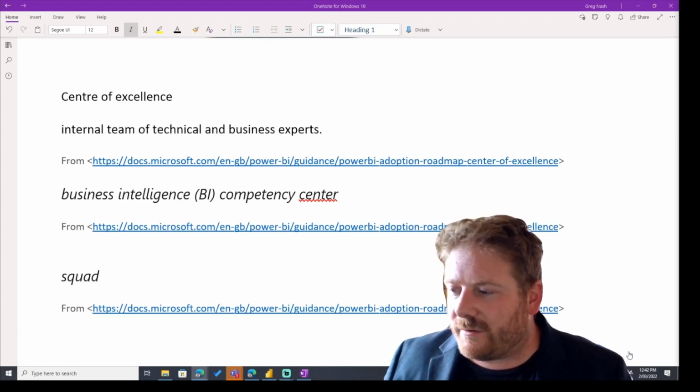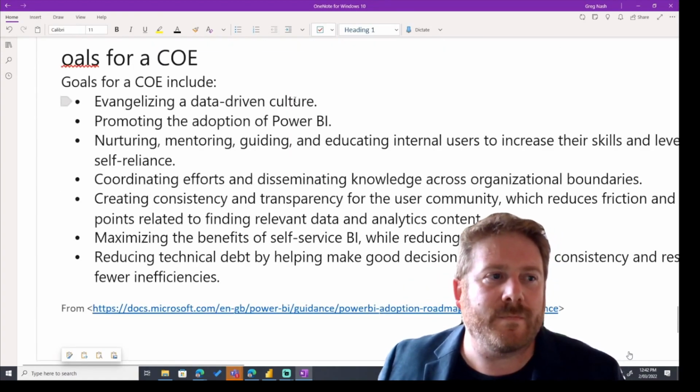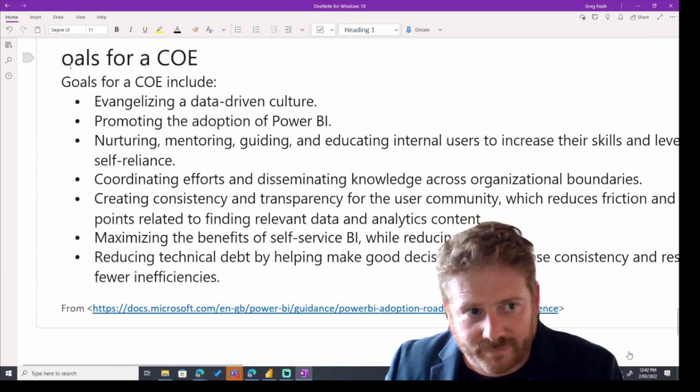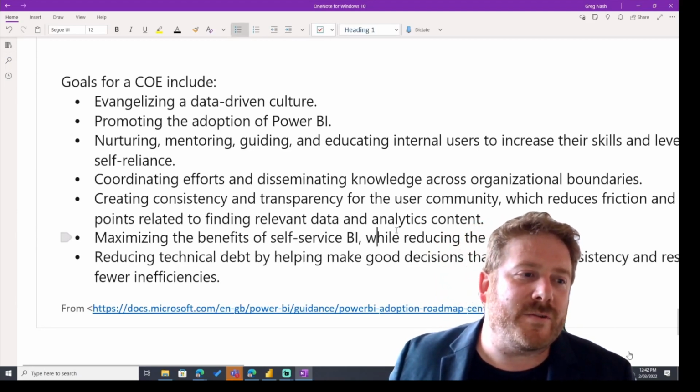What does the COE do? Here's a list. That's supposed to be goals. Oh, look at that horrible G. I'll just delete it and then no one will notice. Okay, goals for a COE.